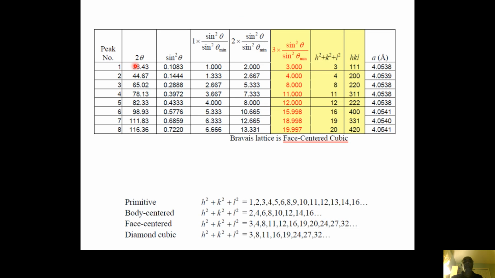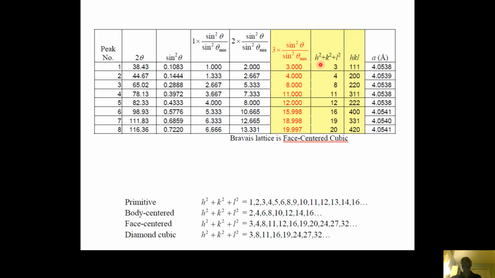So from here, I can calculate my h squared plus k squared plus l squared, these numbers, right? 3, 4, 8, 11, this one. Then how do you get HKL values? For FCC, we know they should be all even or all odd. So how do I get these values? We know they are coming from 1, 1, 1. This is all odd, and this is all even. So these are the numbers.